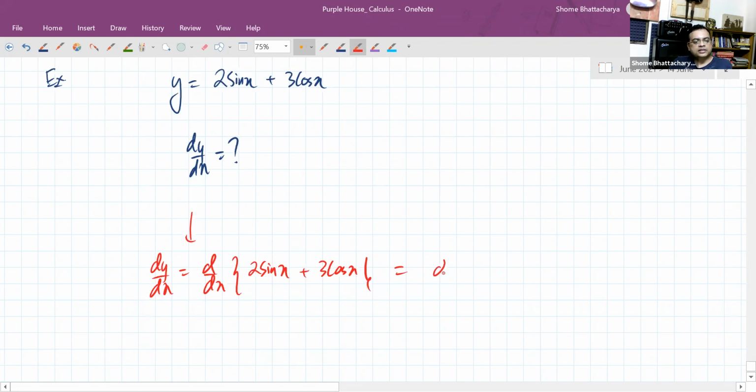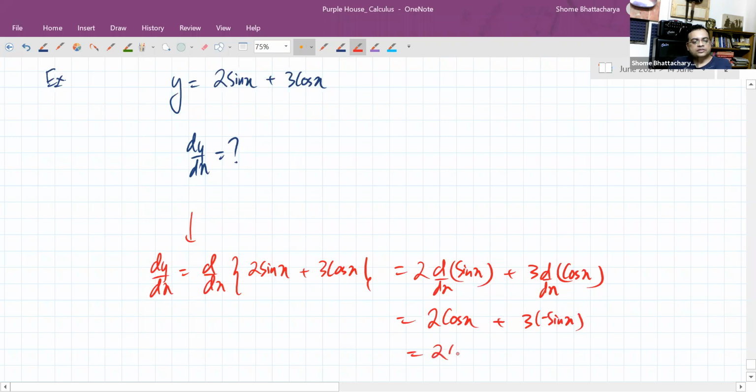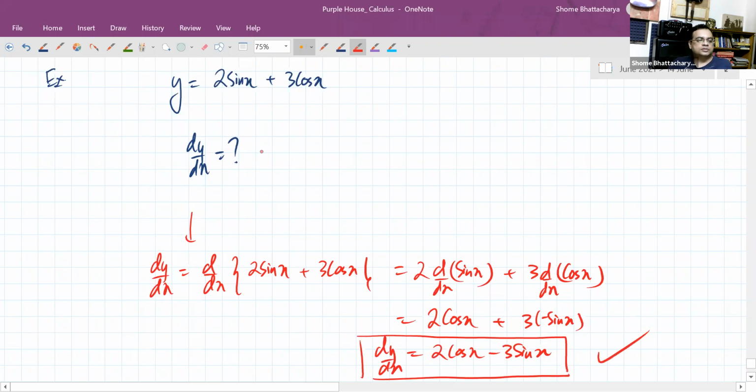we'll just use the properties: take the 2 outside into differentiation of sin x plus take the 3 outside because it's a constant into differentiation of cos x. And now use the formula that we've just discussed, that derivative of sin x is cos x, whereas derivative of cos x is minus sin x. So differentiation of this function becomes 2 cos x minus 3 sin x. So dy by dx becomes this. So this becomes the answer to this part.